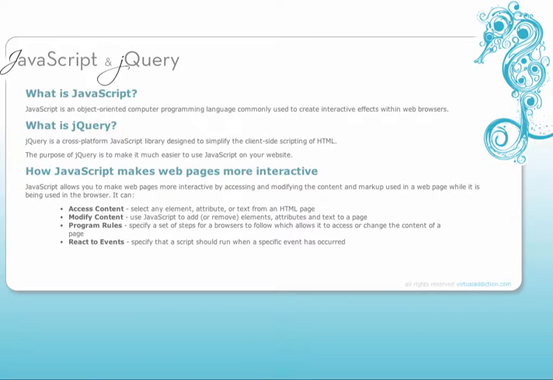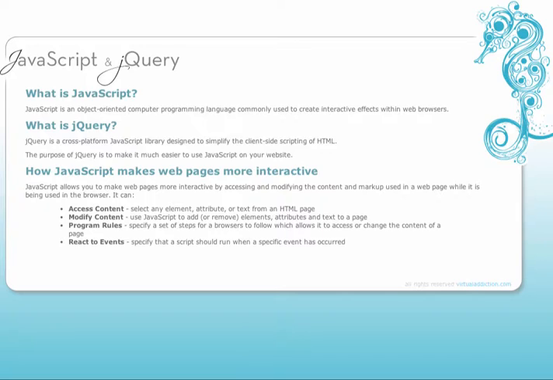JavaScript encompasses many of the traditional rules of programming. It can make the web page feel interactive by responding to what the user does. You can also use JavaScript to react to events. So you could specify that a script should run when a specific event has occurred.